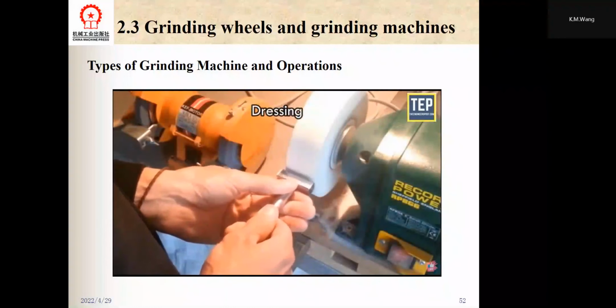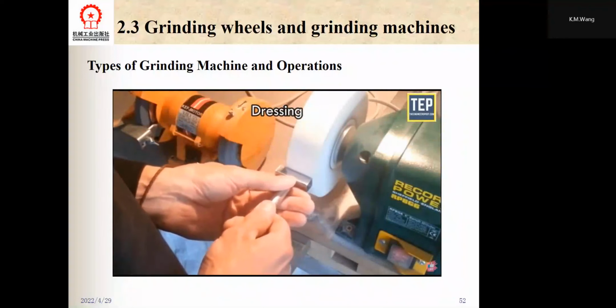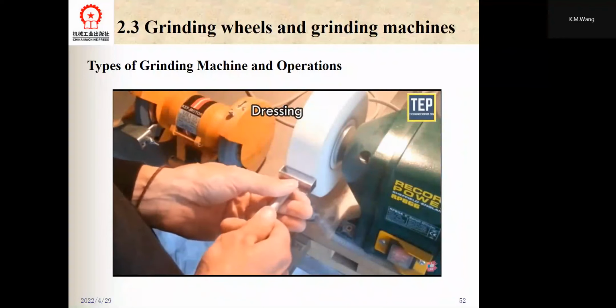Dressing is the process of producing sharp edges on grains, conditioning worn grains on the surface of a grinding wheel. It is required when the wheel is dull or tired.